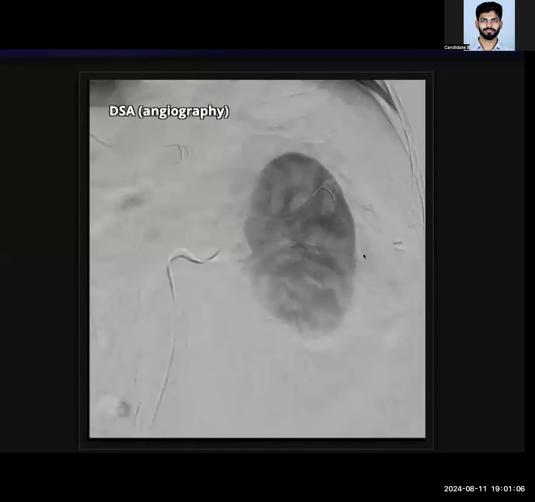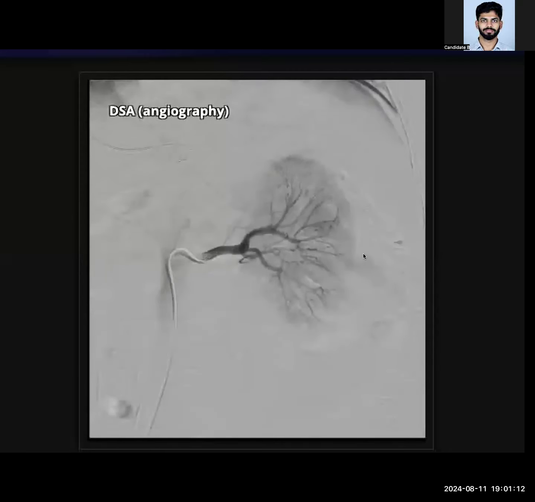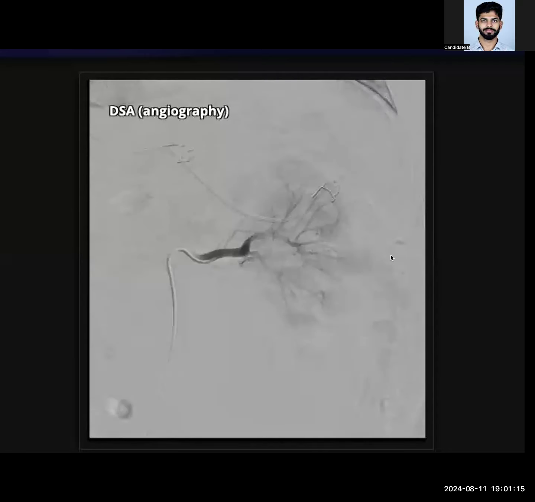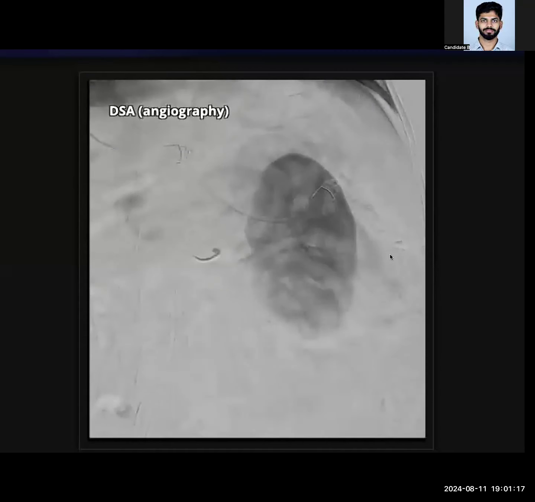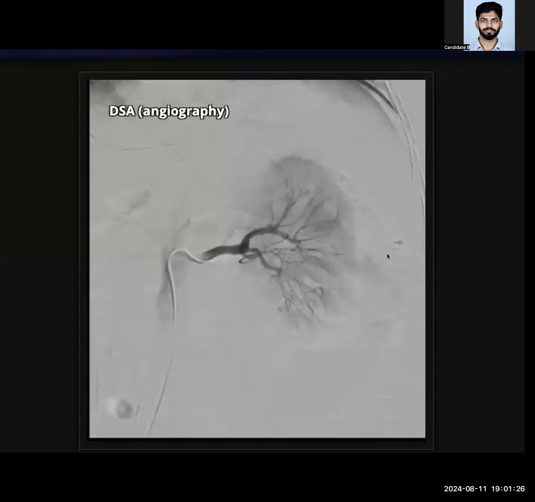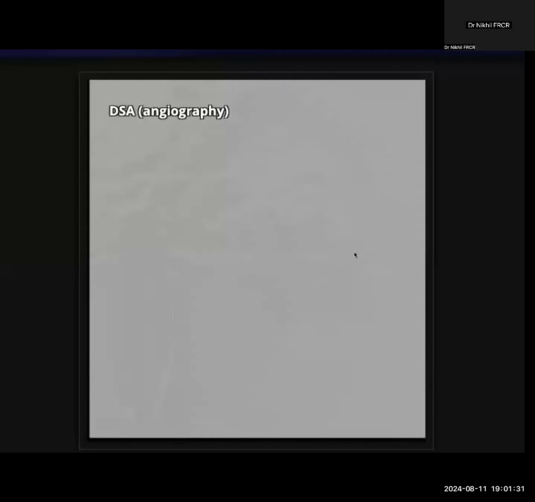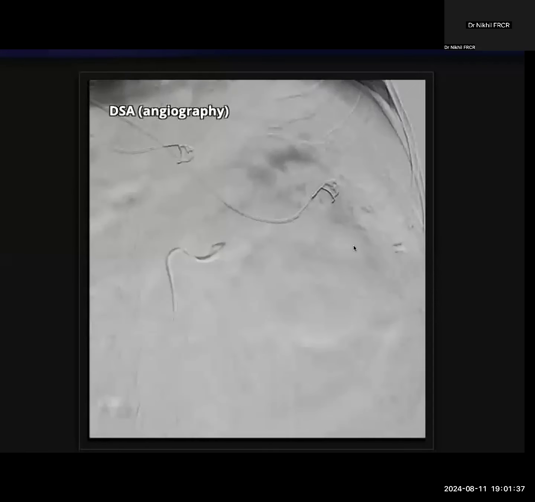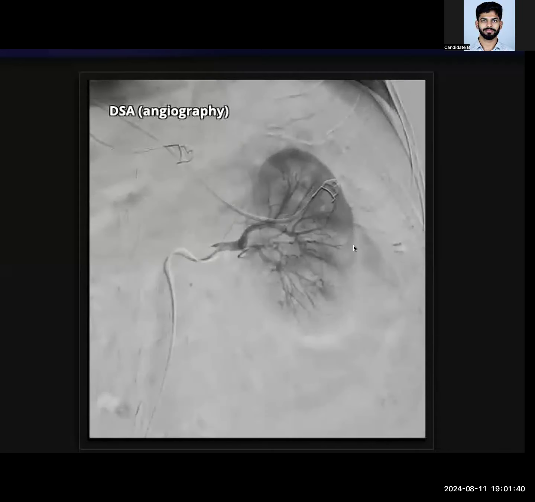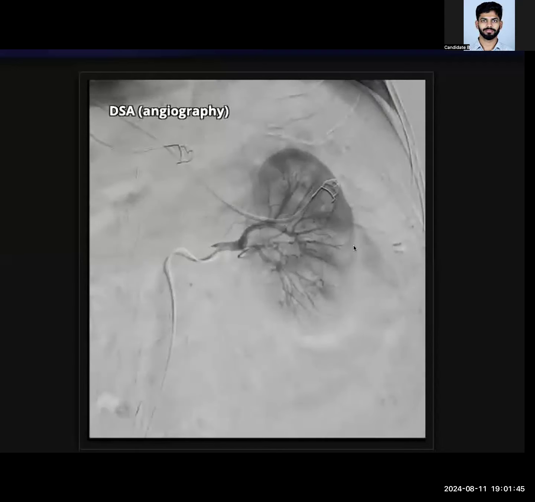Other than that, I can see some contrast blush in the perirenal location in the interpolar region. I can also see some hypodense structures. I would ask, has the patient undergone any recent procedure such as renal biopsy or stenting? I can't see any stenting. The patient came to the emergency clinic following a road traffic accident. Okay. In that case, it's concerning for a renal injury with an active contrast extravasation.